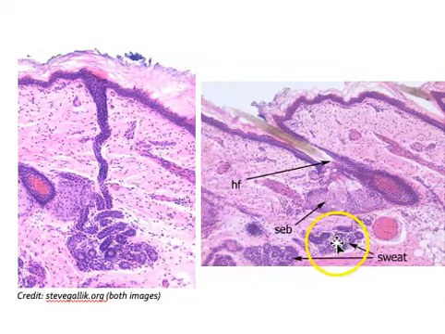Over here you can see coils of another gland. This is a sweat gland. I can't see where the duct is going here. If the duct was heading into the hair follicle, I would call it an apocrine sweat gland. If the duct was heading up to the surface of the skin, I would call it an eccrine sweat gland.